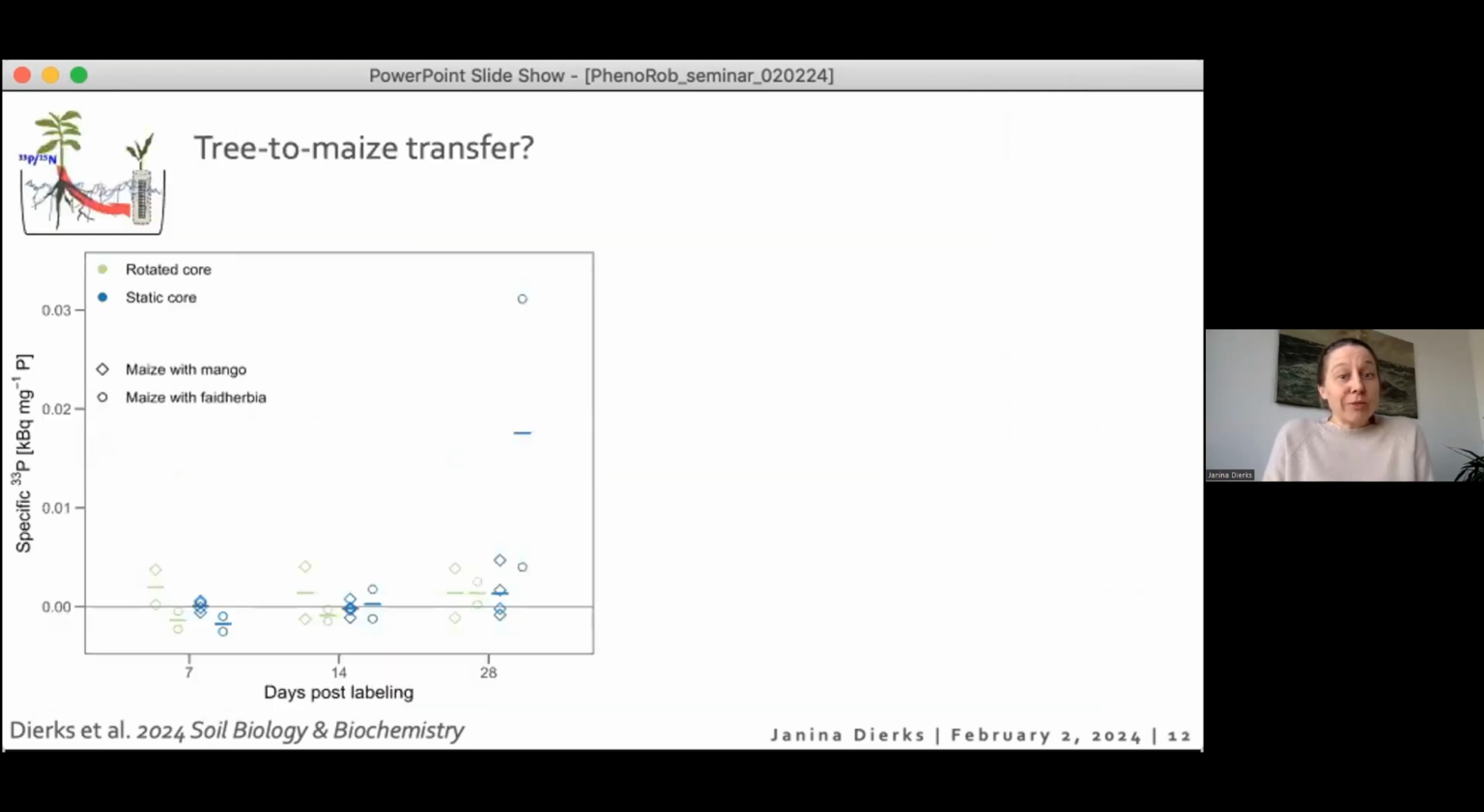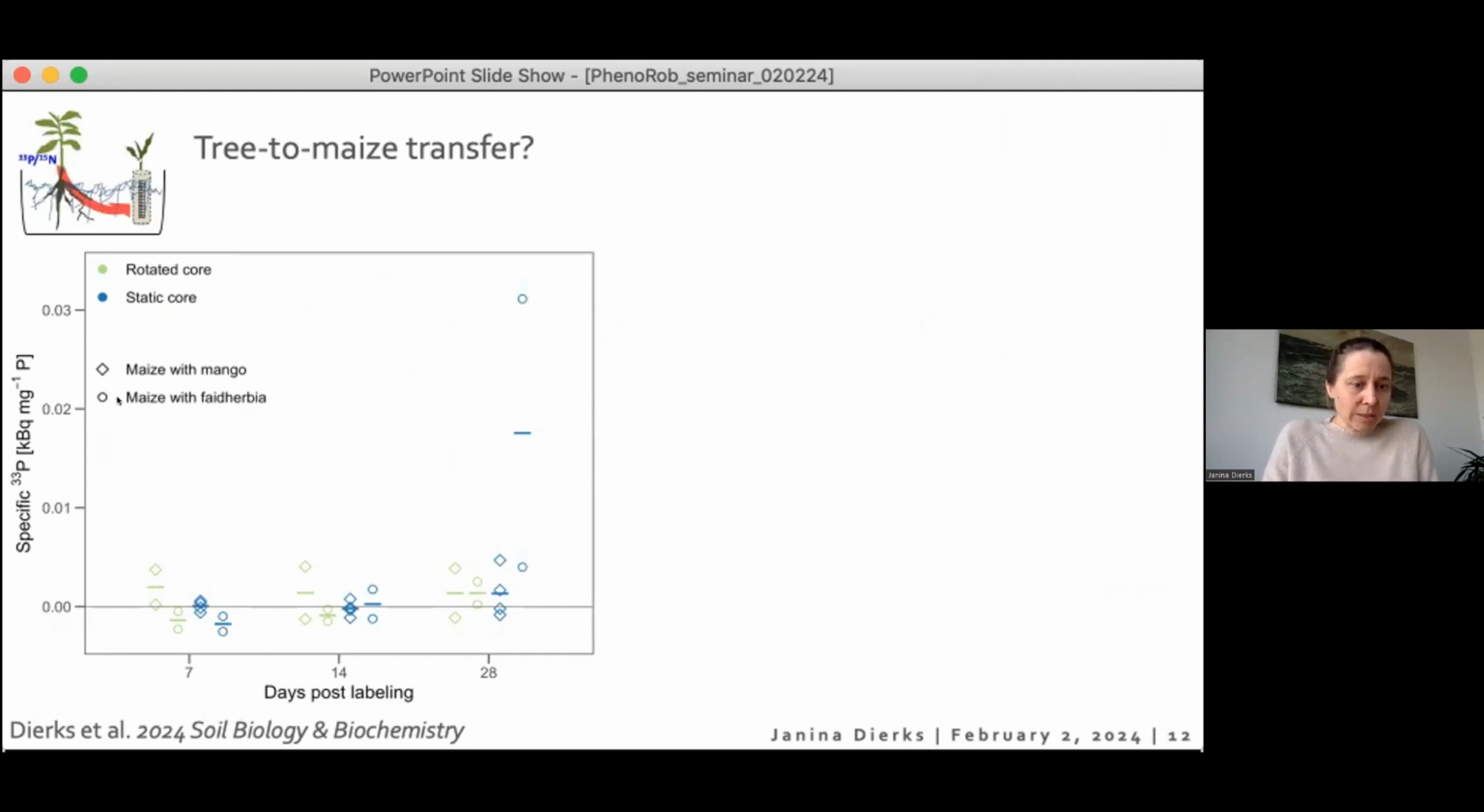So let's first look at the results for tree to maize nutrient transfer. The x-axis shows the sampling day post-label application. So we sampled and analyzed maize leaves for 59 and 33P at 7, 14, and 28 days post-label application. And on the y-axis, you see the specific radioactivity of 33P. I'm only showing results for 33P, but it's very similar for 59 as well.